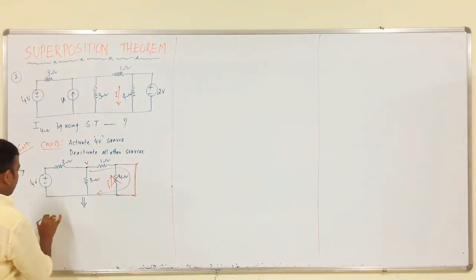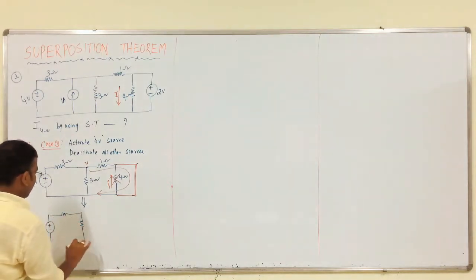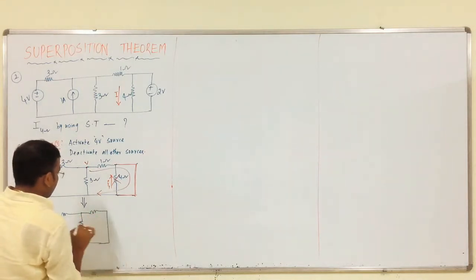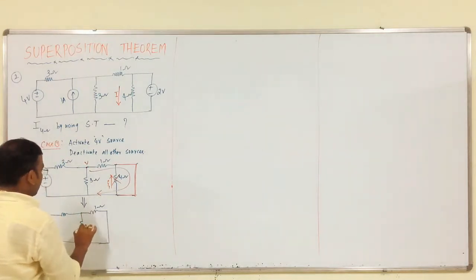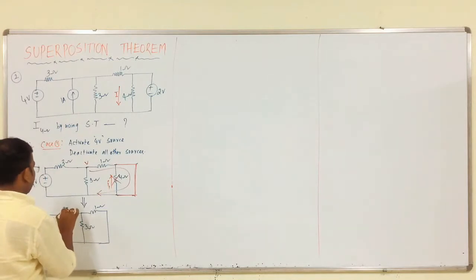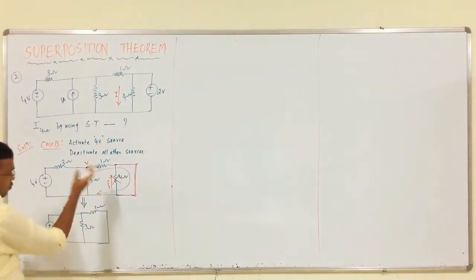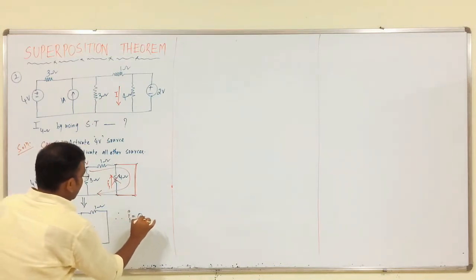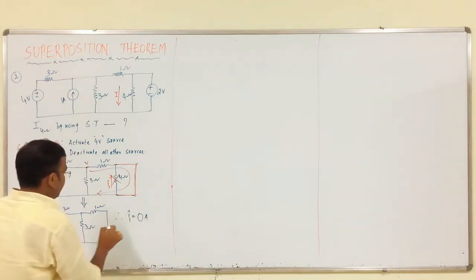Plus minus 3, 3, right. This is 1, this is 3, this is 3, this is 4. So, there is no 4 ohm branch, therefore, I1 is equal to 0 amps. Clear?